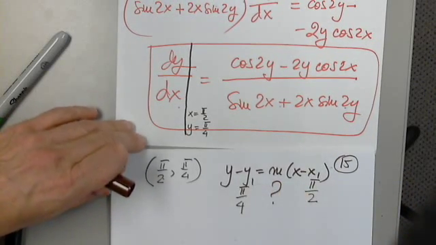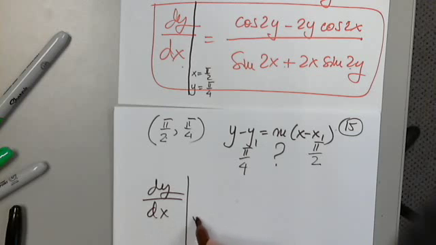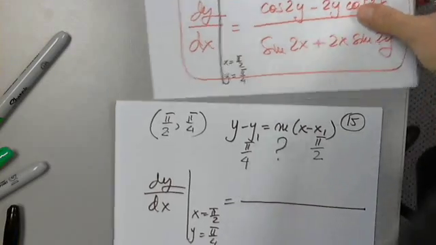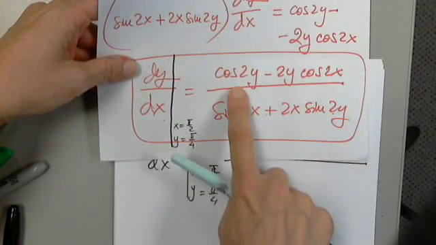And then I can determine the equation of the tangent line. So dy over dx, when x is pi over 2 and y is pi over 4, let's plug it in. So not only that we can determine, although we don't have the function, we are able to determine an expression for dy over dx. But furthermore, if we are given a point, we can determine the value of that derivative at that point, which is the slope of the tangent line to the graph of y. Okay, so cosine 2 times pi over 4 is cosine pi over 2.